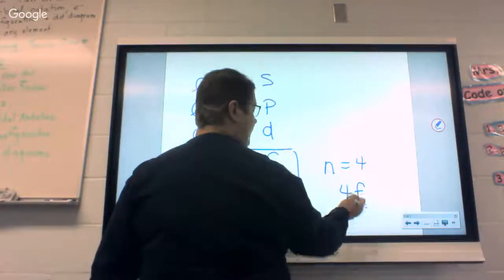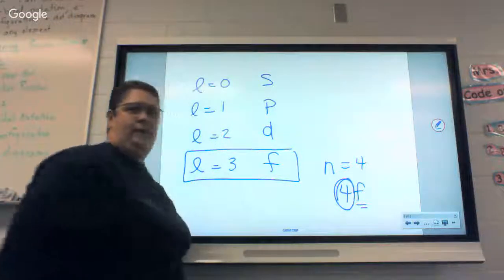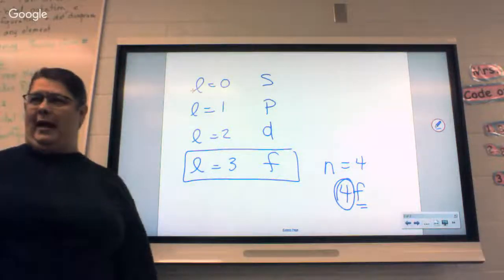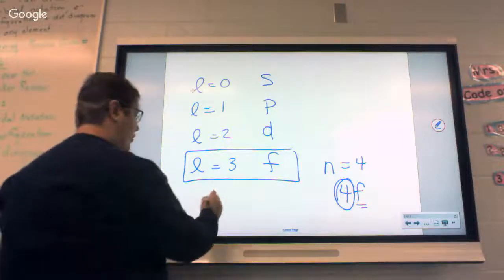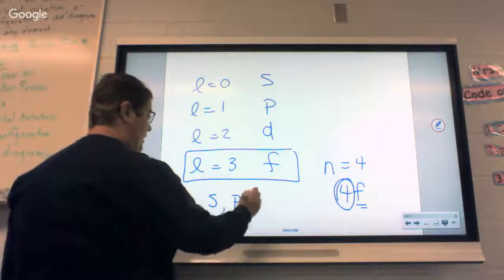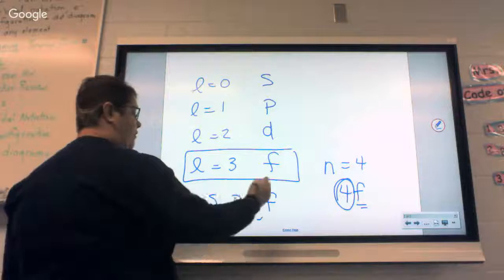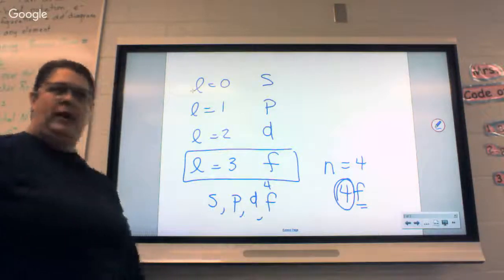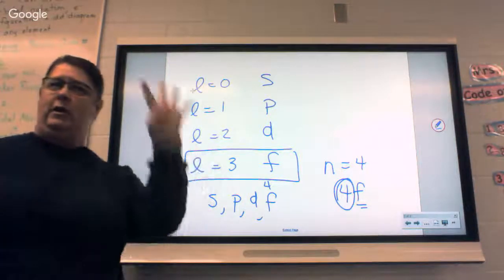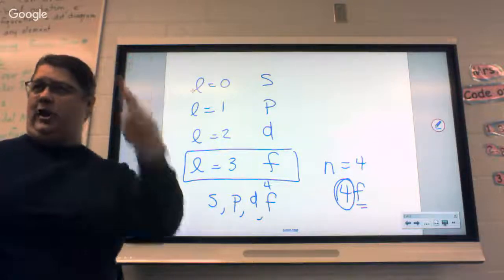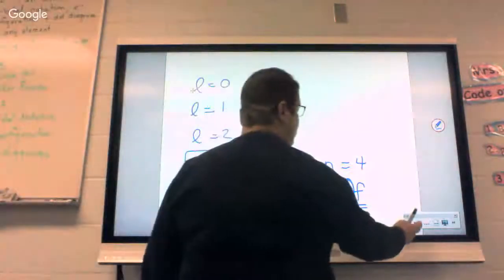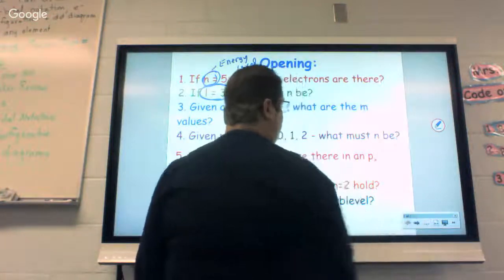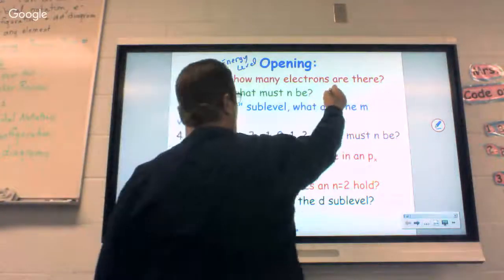You can't have an f unless you have a what in front of it? A 4. So n has to be a 4 in order to have a 4th sublevel. Remember, they're s, p, d, f. You can't have a 4th sublevel unless you have a 4th energy level. So n has to be a 4. That's why the answer is 4.